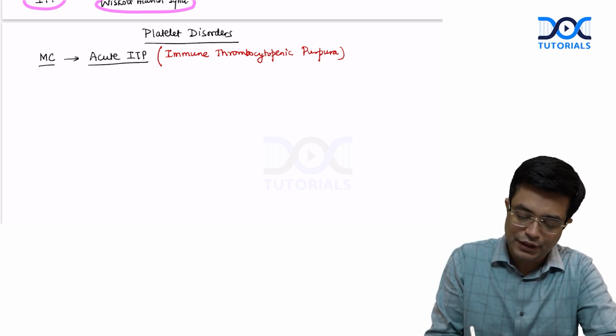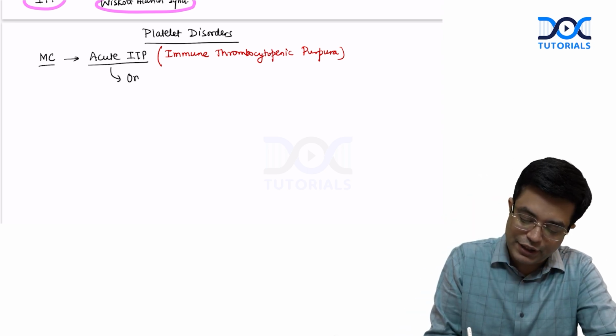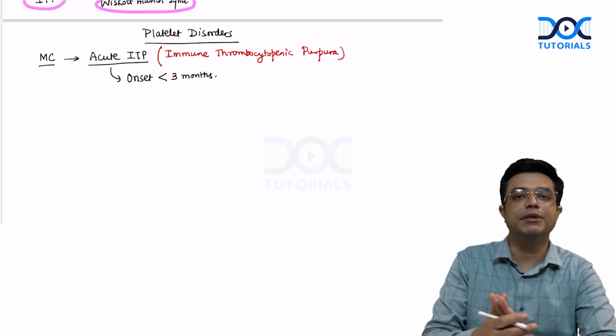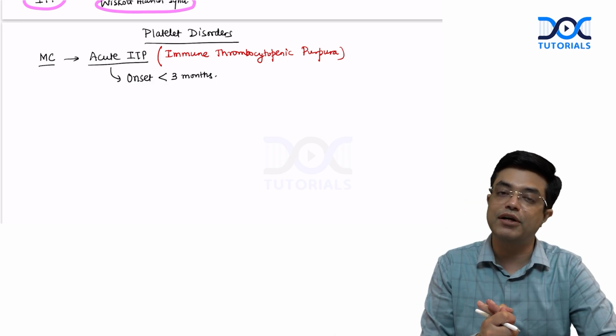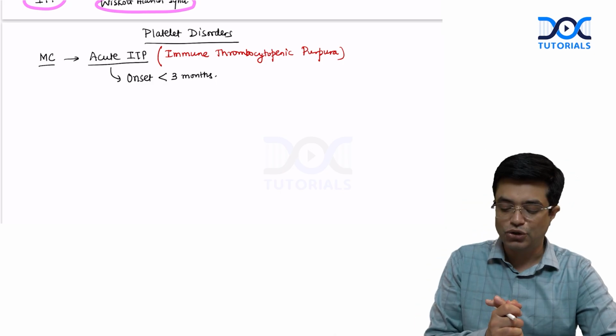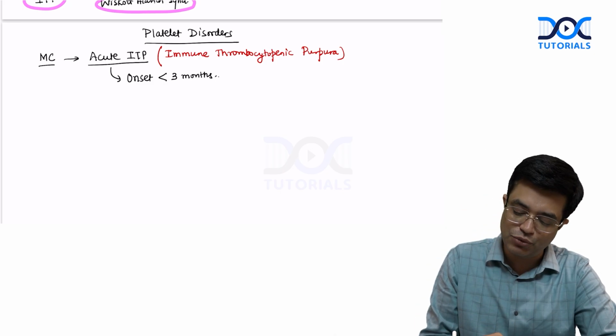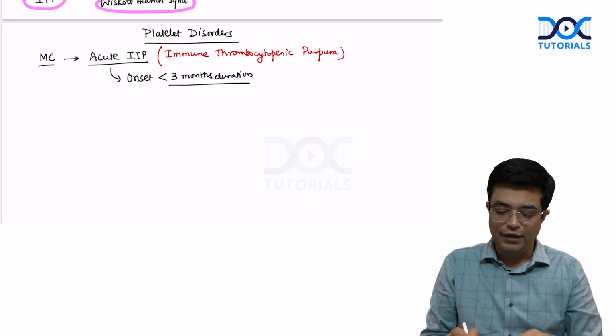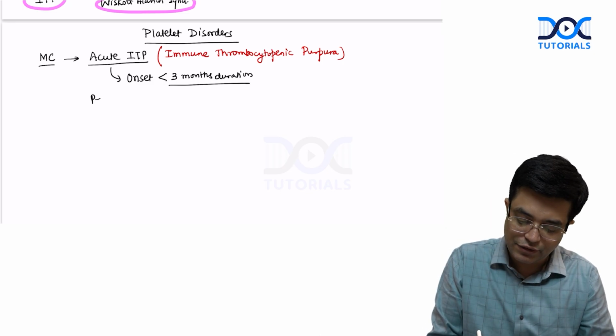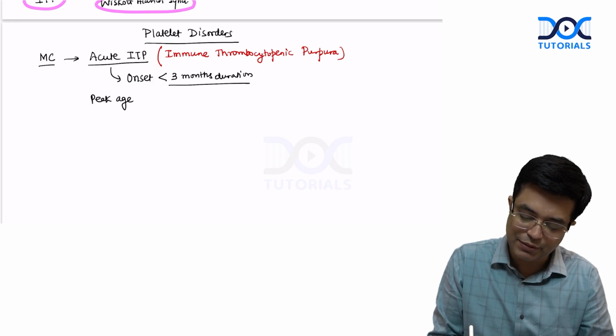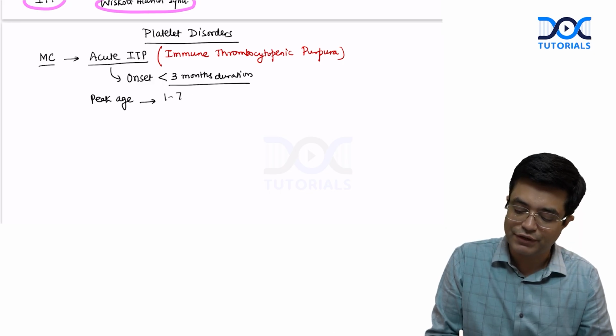Acute ITP is said to be there where the onset of illness is less than 3 months. 3 to 6 months is generally considered to be subacute, and more than 6 months is generally considered to be chronic ITP. So it is the duration of onset, it is not age. Onset is less than 3 months of duration. Now, what is the peak age in which acute ITP happens? It is 1 to 7 years.